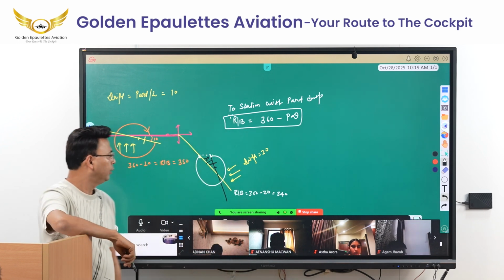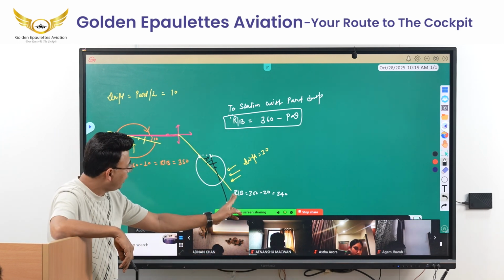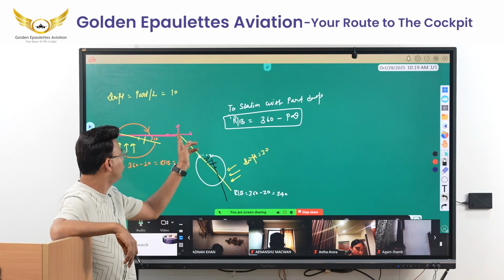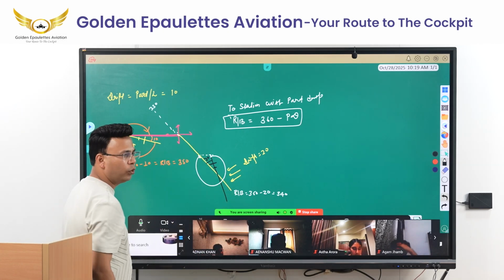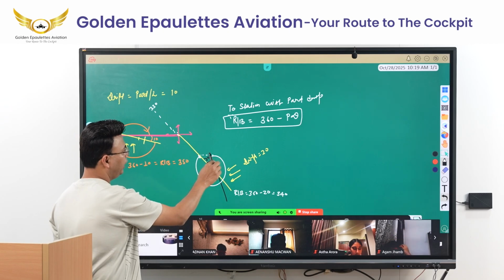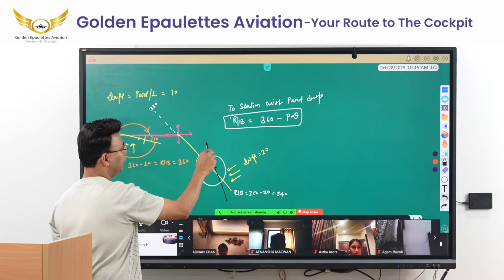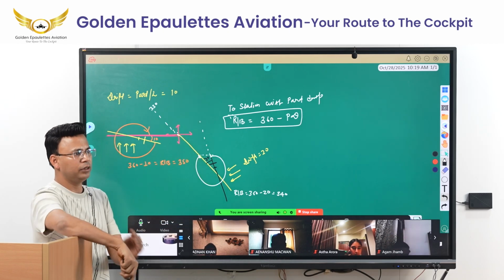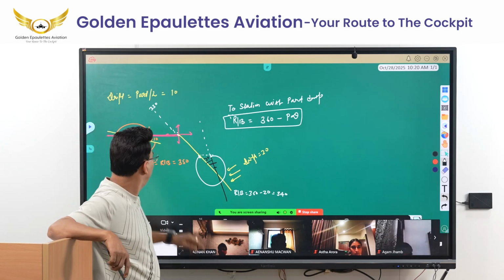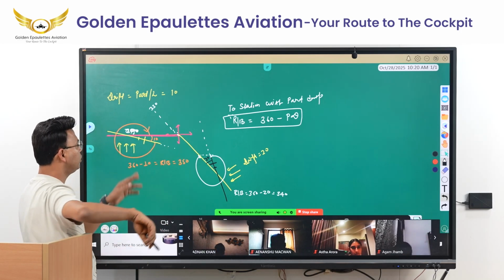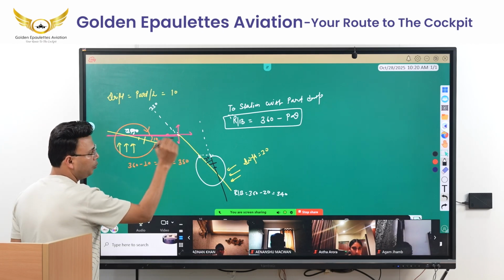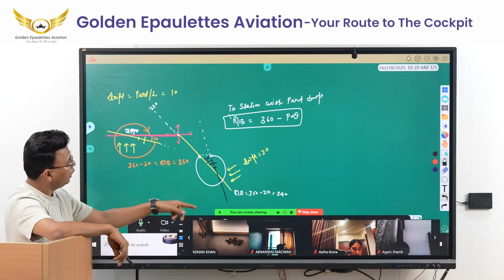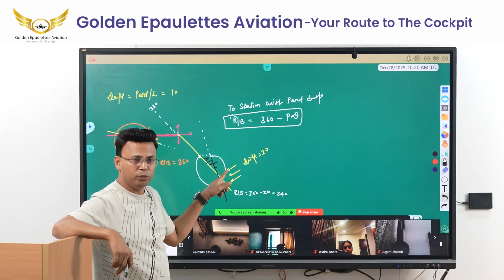Another thing: when I was tracking on this track, this was roughly 330. When I am getting port drift, my heading is this. Is this heading less than 330 or more than 330? More than 330. Look at here. When you are tracking to the station on 090 track, your heading is this. So what will be this heading? More than 090. In this case also the heading was more.